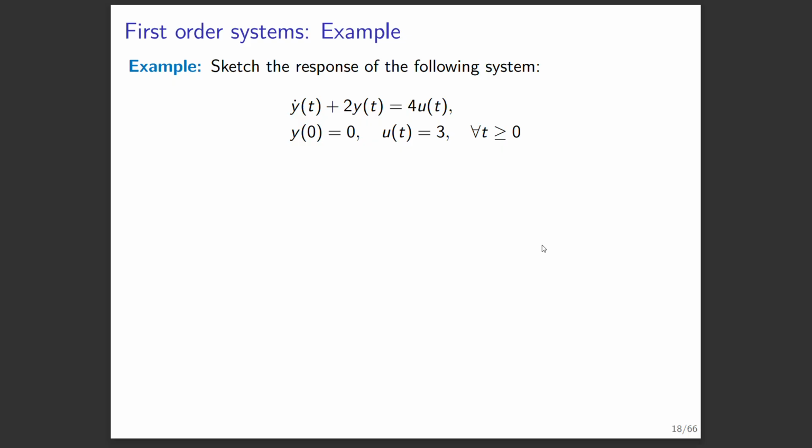Let's see another example. Sketch the response of the following system. This is a first order system because you have u, y, and then y dot, the first derivative of your output. The input's magnitude is 3.